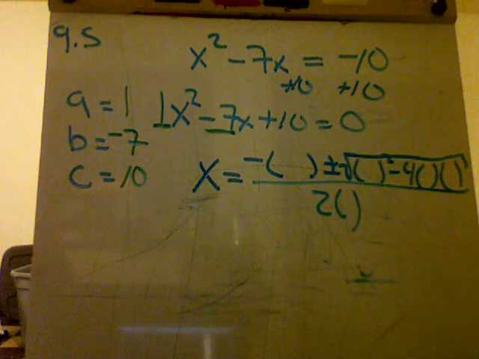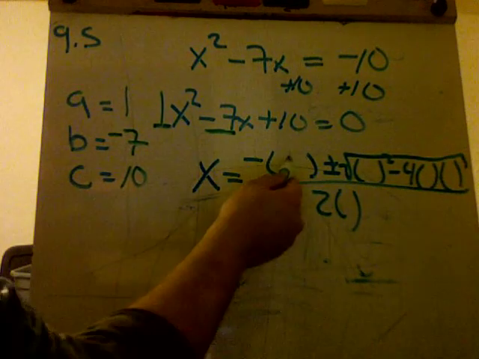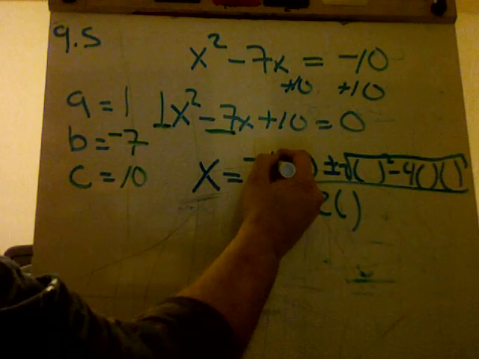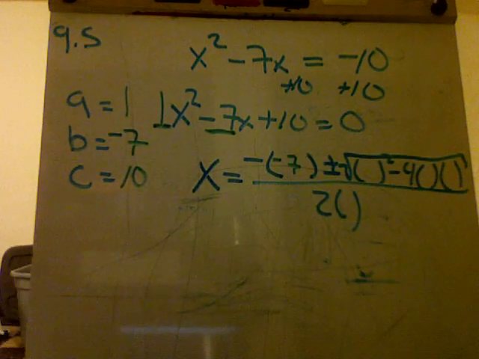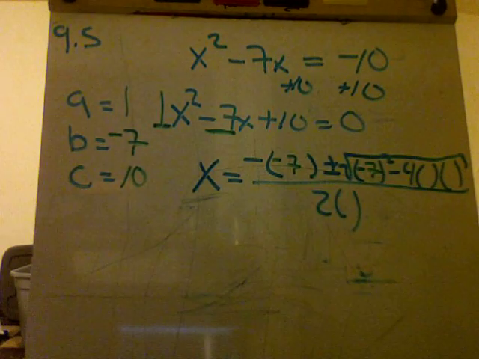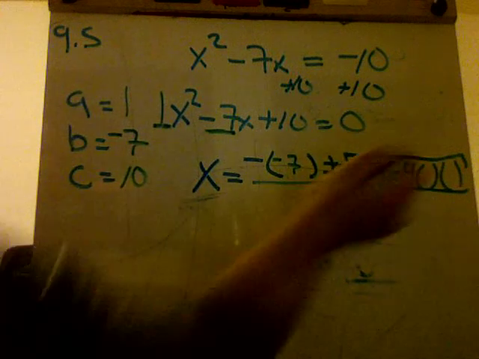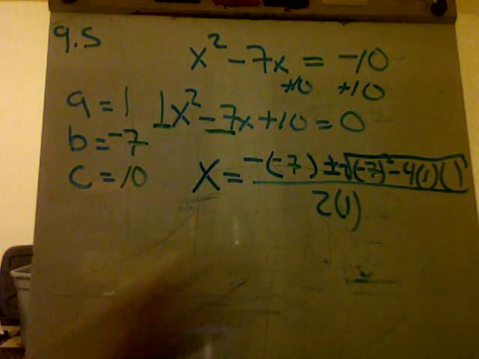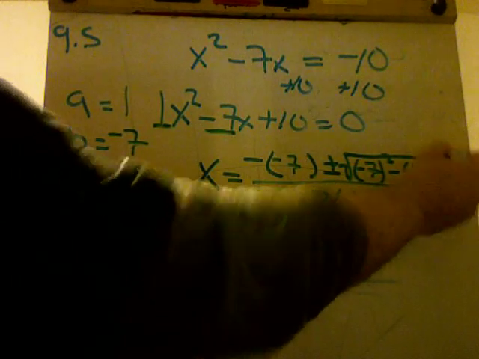So I'm just going to make sure I put the numbers in correctly here. I put my b value here. Well, my b is negative 7, so I'm going to make sure to put a negative 7 there. Put a b value here, which is negative 7. I'm going to put an a value here, which is 1, and an a value here, which is 1, and the c value right there, which is 10.